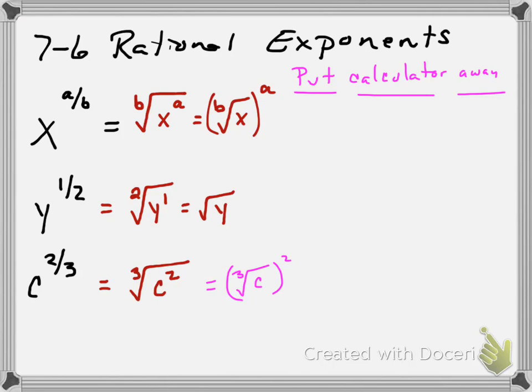Okay, so let's continue on. We're going to do these two problems, and since we don't have a calculator, we're going to have to figure out a way to do this without a calculator. 32 to the 2/5 power. So we're going to rewrite this as a root. How would I write 32 to the 2/5 power as a root?